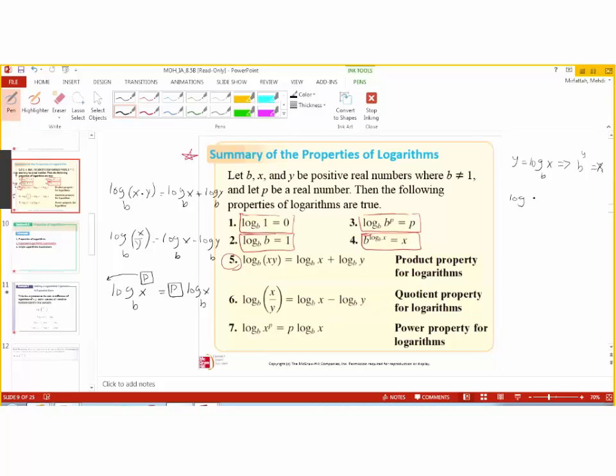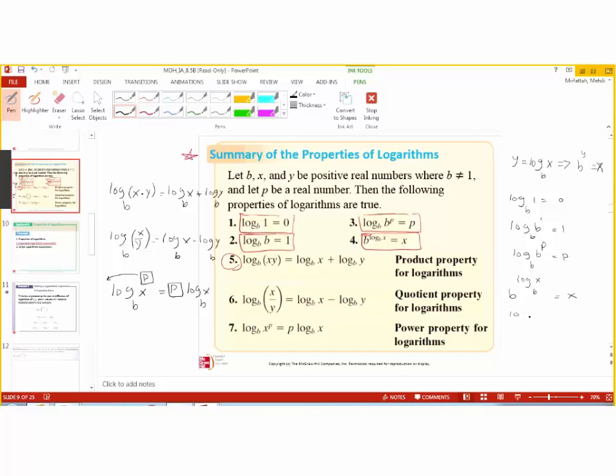The next one we're learning right here is log of 1 is equal to 0 with the base b, or log of b with the base b is equal to 1. And any combination of those. If I have log of b to the power of p with the base b, that would be equal to p, or the other way around, if I have b to the power of log of x with the same base b, that also would be equal to x.